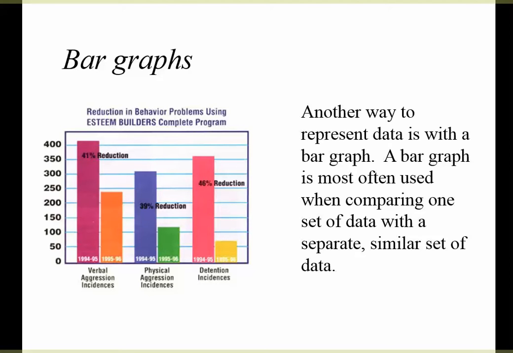So the first thing we want to understand about the graph is, what is the graph talking about? Obviously we can look at the title. It says reduction in behavior problems using Esteem Builder's complete program. I have no idea what that is, but we should at least try to think about where this is coming from. Who is using this Esteem Builder's program? Perhaps it's a school that's having some behavior issues. Seems like pretty intense issues, so it could even be a juvenile detention center. Who knows? But it looks like they're putting some type of behavior modification system into play, and they're trying to figure out how it's working.